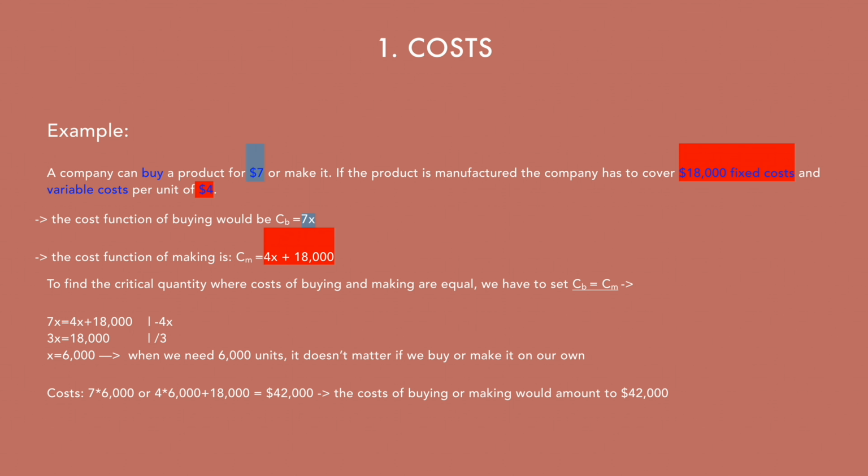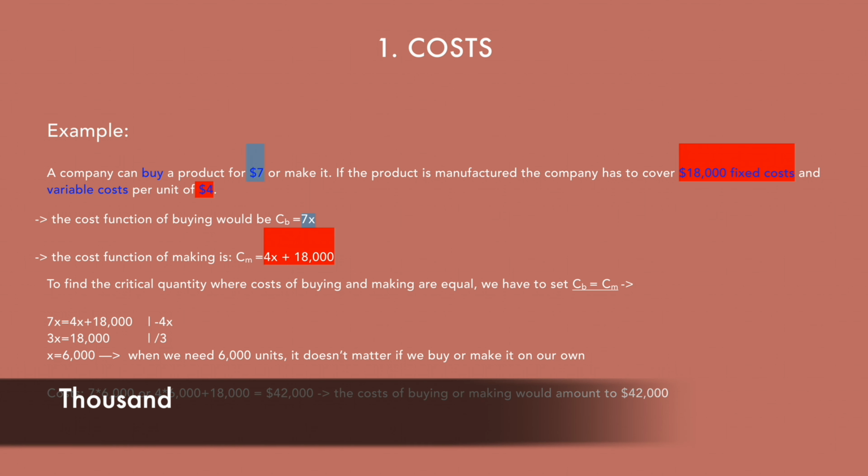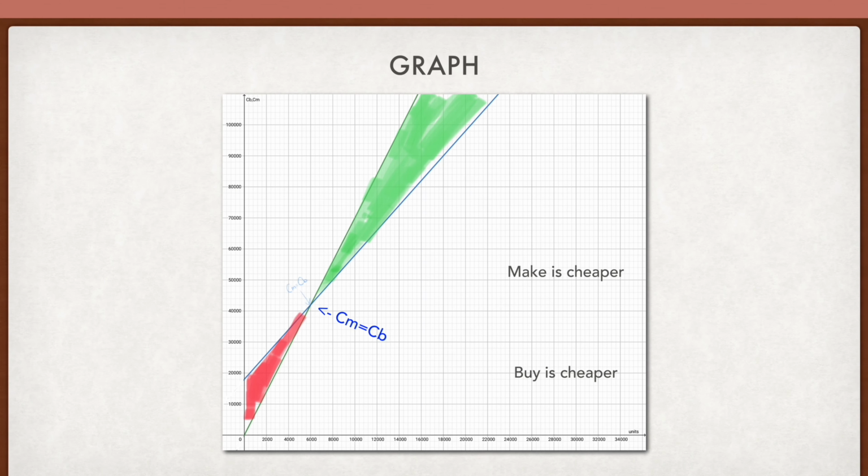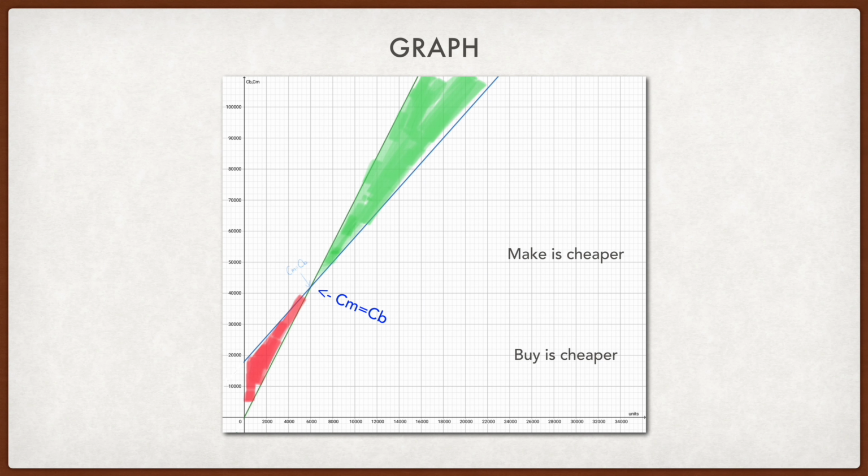So when we need 6,000 units, it doesn't matter if we buy or make it on our own because the costs are the same. And then we put the 6,000 into the 7x or into the 4x plus 18,000 and we get $42,000. So buying would be $42,000, but also making it on our own would be 42,000. And I also illustrated this in a graph. As you can see, where the two lines intersect, this is the point where the cost of making equals the cost of buying. Above it, it is cheaper to make it and below it's cheaper to buy it.